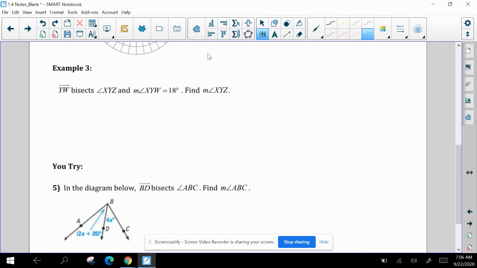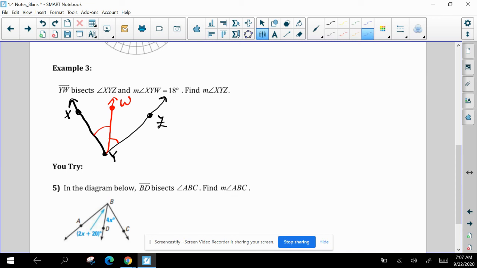All right, last example. We are going to draw a picture because notice there is no picture. They said ray WY bisects angle XYZ. So let's start with angle XYZ, where Y has to be my vertex, right? So I have one ray, and then I have my other ray, and the ray YW has to bisect. So I'm going to do my best to show that it's being bisected, and then I'm going to label everything.